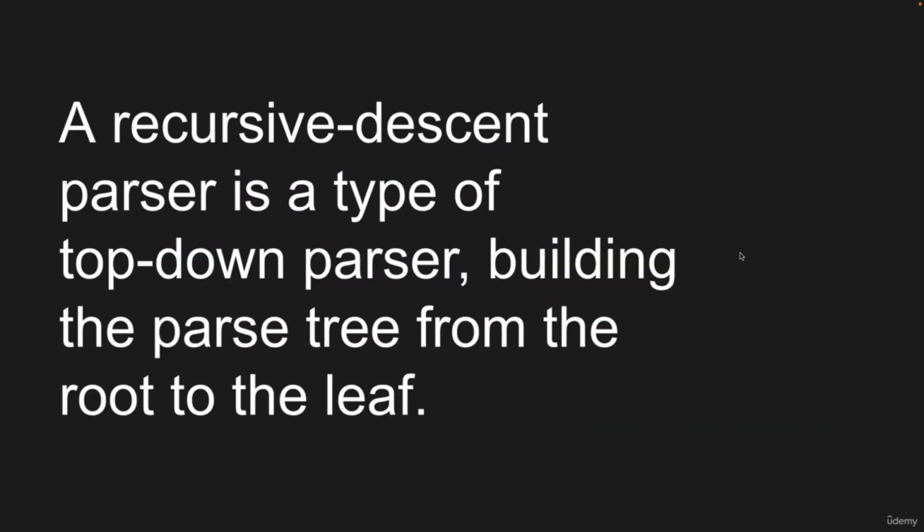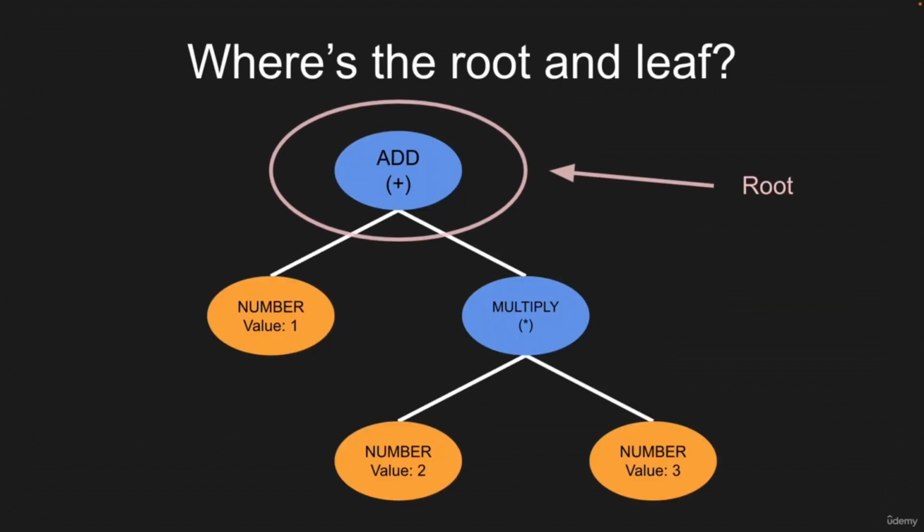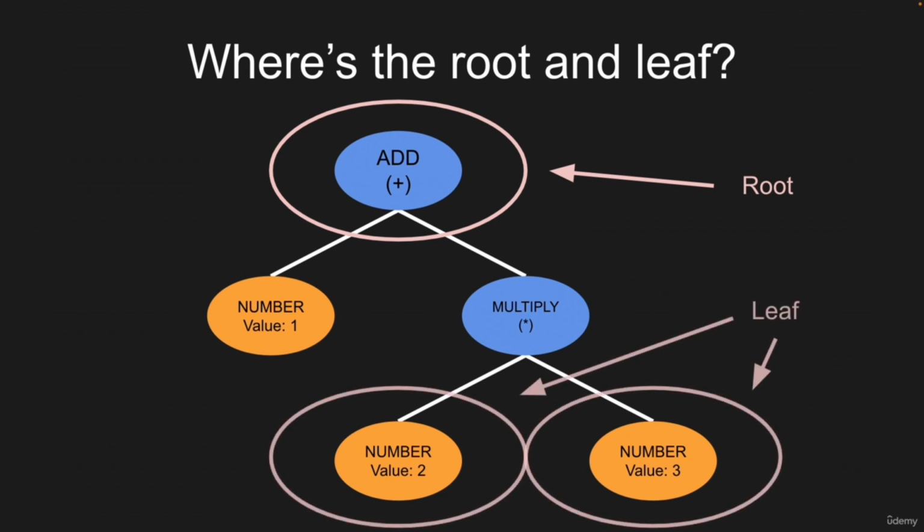So now I'm going to explain what a recursive descent parser is. It's actually a type of top-down parser. So it builds the parse tree from the root to the leaf. And you're like, what is the root? And what is the leaf? Well, I've already explained what the leaf is. Pretty much, it's a really easy concept. Here's the root, and then here's the leaf. The root is the very top, and the leaf is the one with no children.